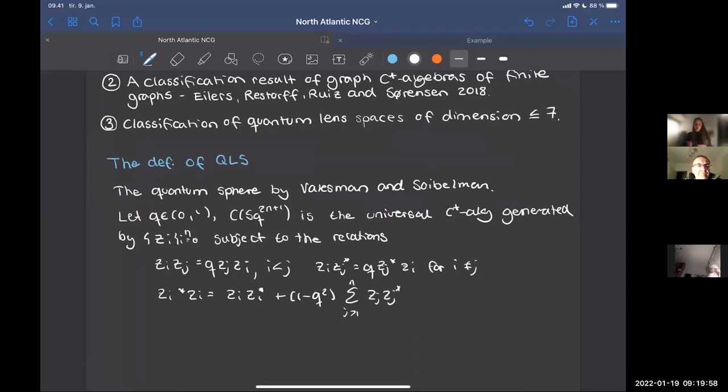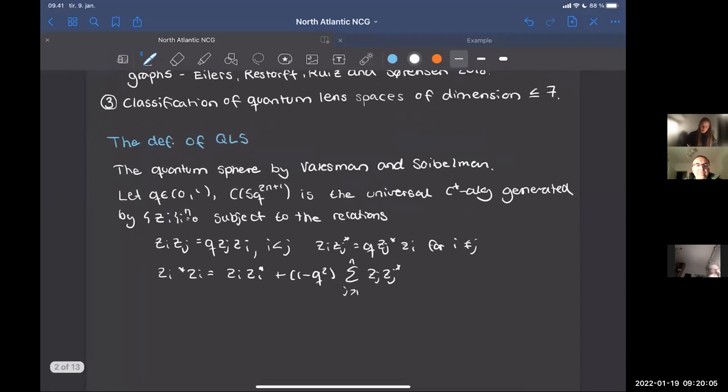Yeah, so as you see, if q equals 1, then everything commutes. And then, of course, they also satisfy the sphere relation, which makes it into a quantum sphere.